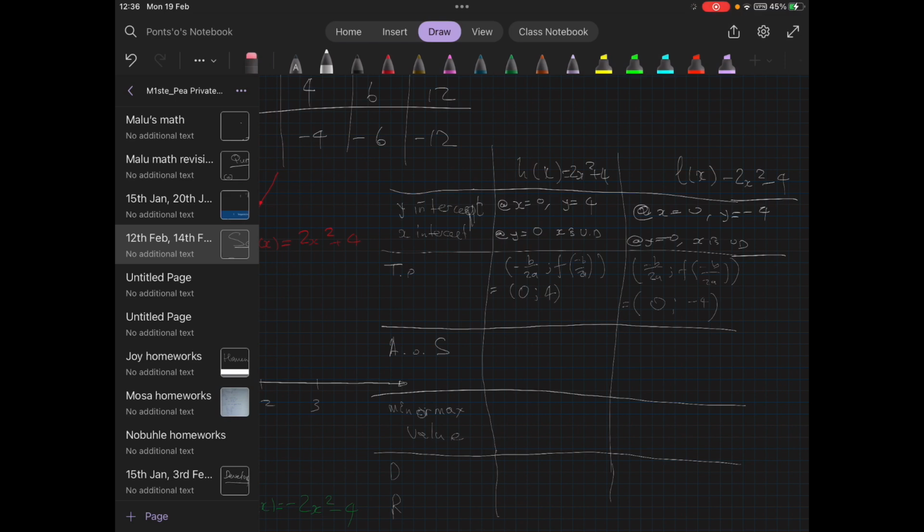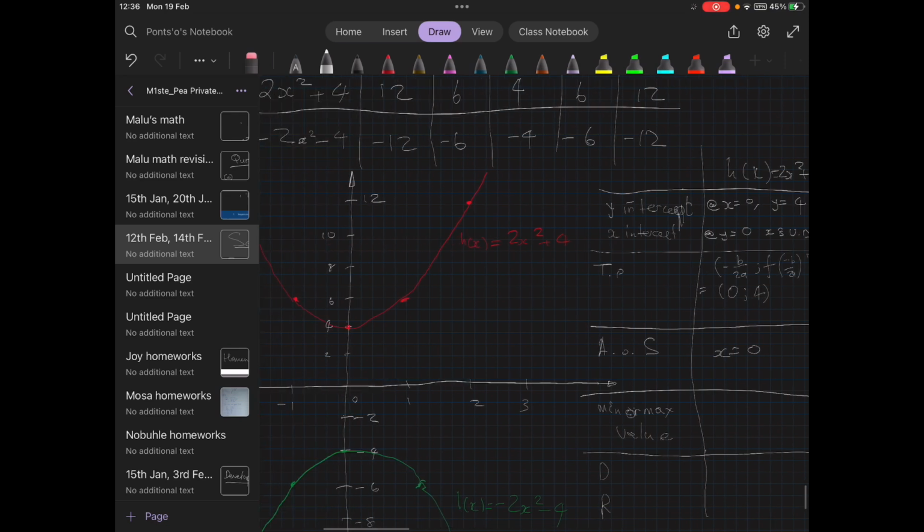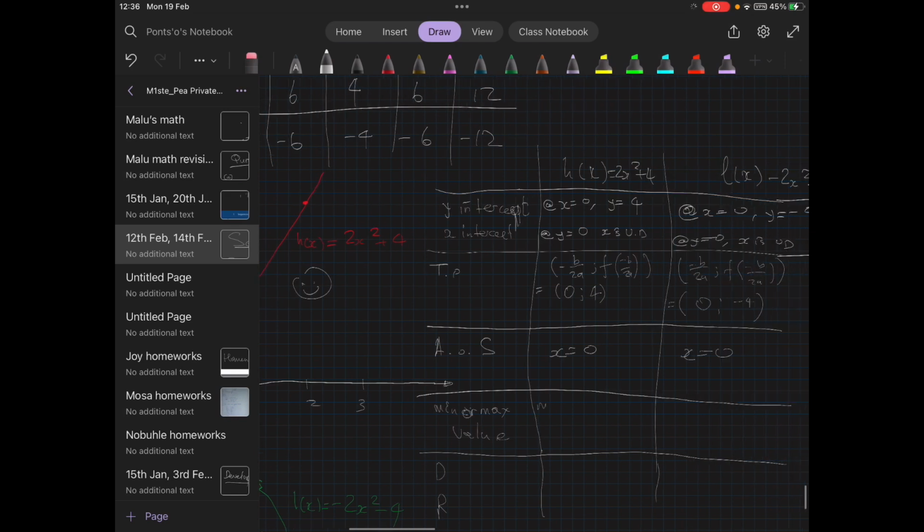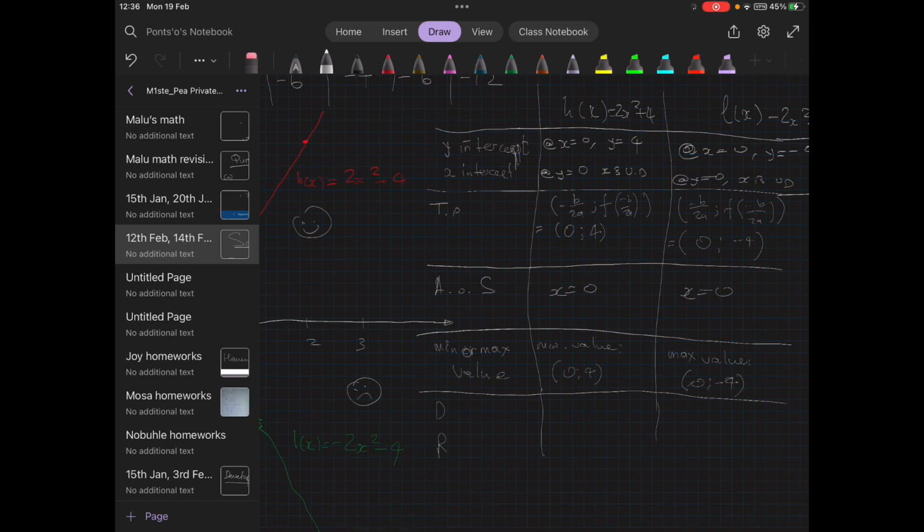And our axis of symmetry, remember, it's the x value that corresponds to the x coordinate of the turning point, which is x equals 0. And likewise for L of x it is the same. Minimum and maximum value: the first graph is smiling upward, so it has a minimum value, which is 0 to 4, corresponding to the turning point. And the other graph has a frown, so it has a maximum value, and that maximum value is 4 maps to -4, which corresponds to our turning point.